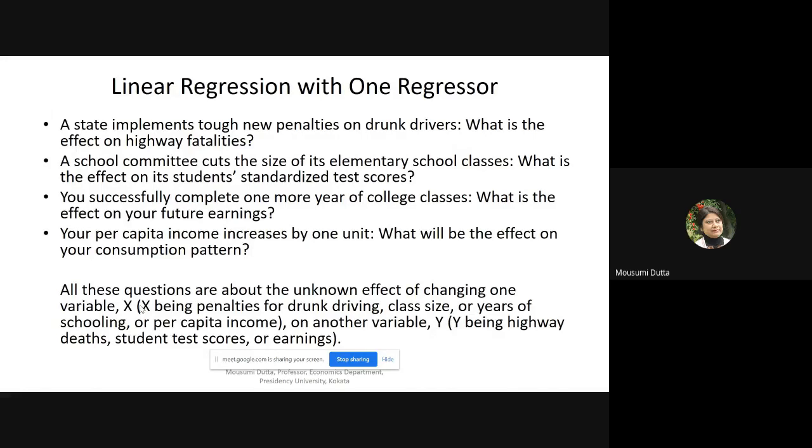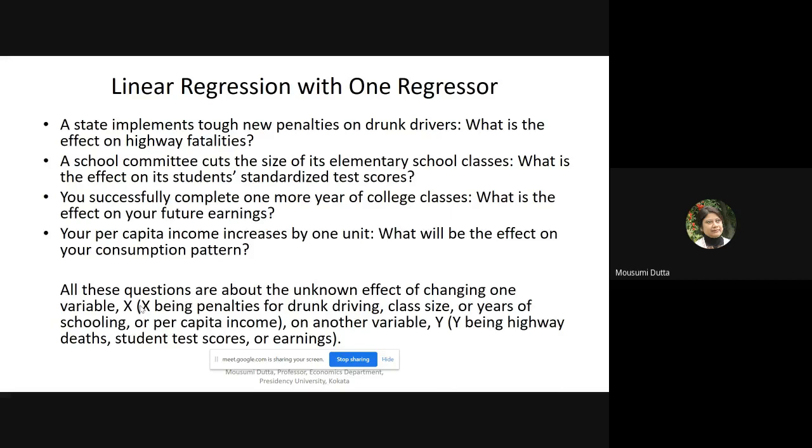Okay, so suppose we try to understand these kinds of questions. A state implements tough new penalties on drunk drivers. What is the effect on highway fatalities in that case? Or a school committee cuts the size of its elementary school classes. What is the effect on its student standardized test scores? So these kinds of questions we like to address using a two variable case.